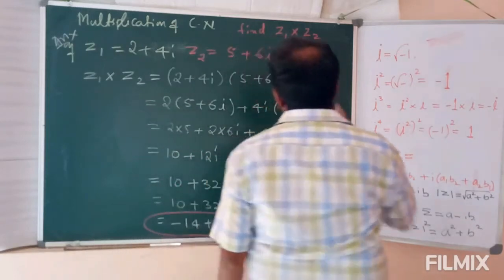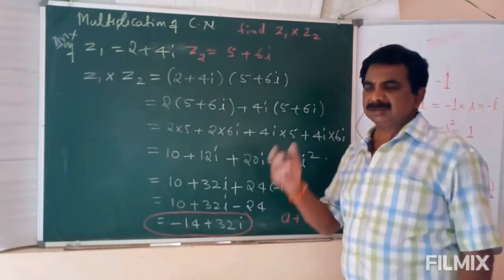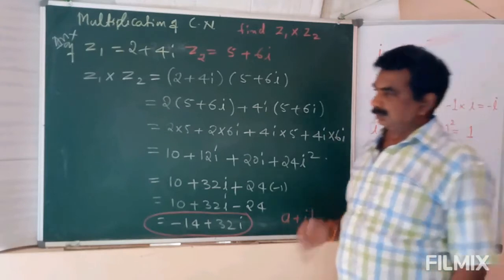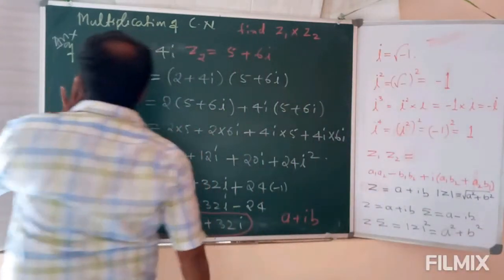Okay. Algebra type you have to multiply. Where i square exists, you can write it as minus 1. Okay, one second, I will explain.